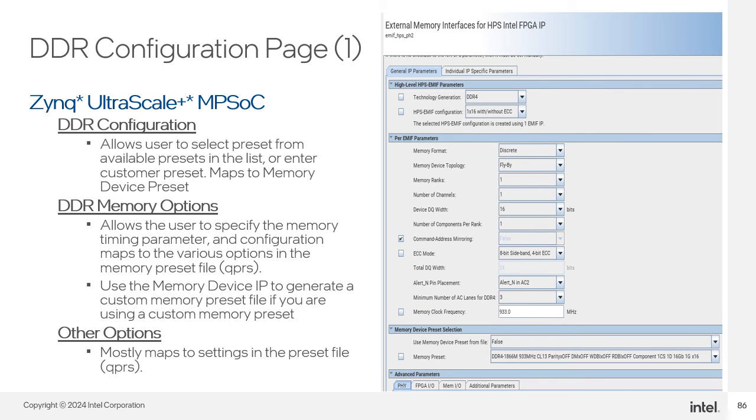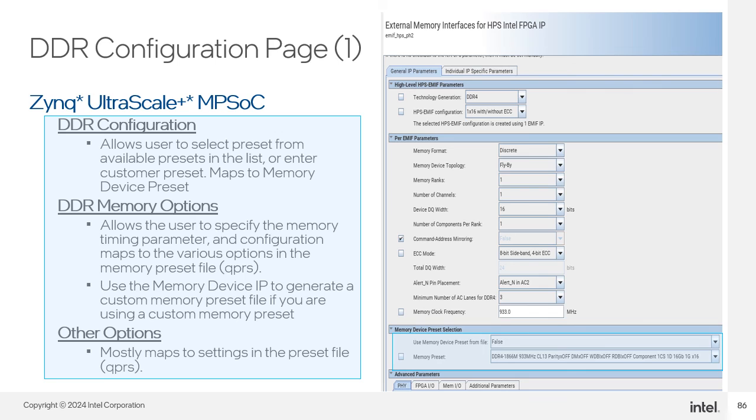This page shows the mapping of DDR configuration page to Agilex 5 FPGA HPS EMIF IP. The DDR configuration, DDR memory options, and other options mostly map to memory device preset selection or the other options within the QPRS file. If the preset for the memory device that you are using is available in the drop-down list, select the desired preset memory. The various entries have already been specified once you select the preset.